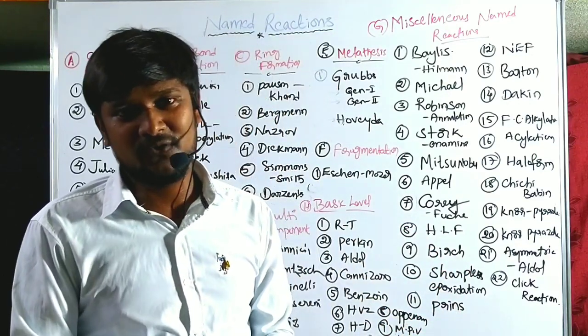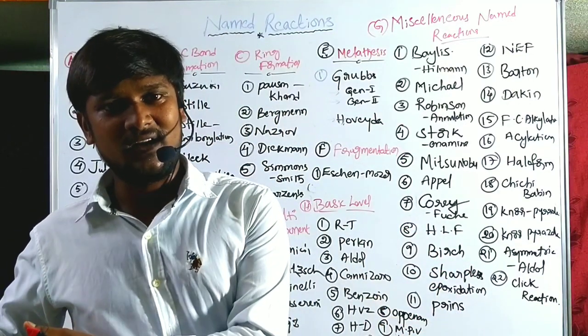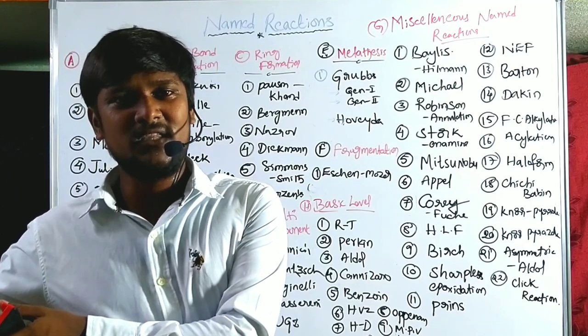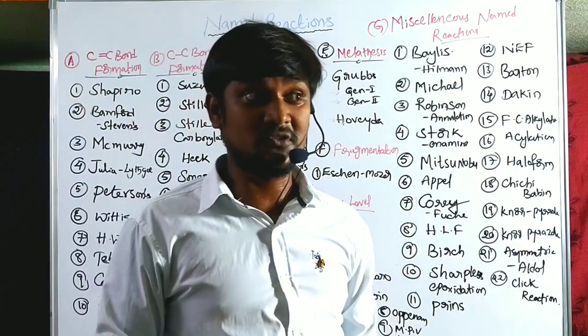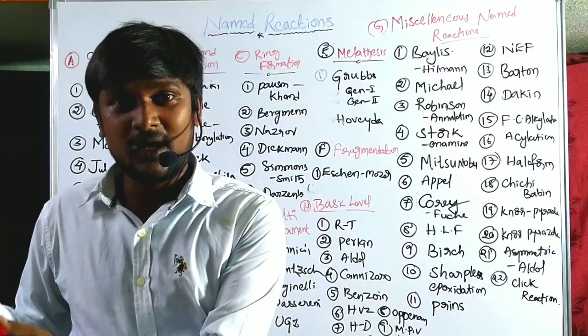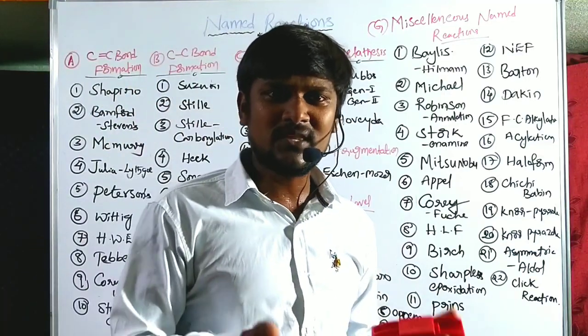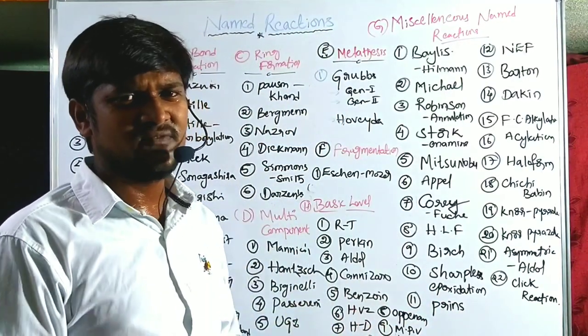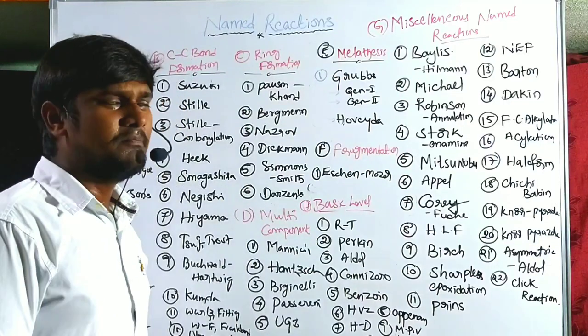For example, take the aldol condensation. It is a condensation of a carbonyl compound with alpha hydrogen, but they are confused between alpha hydrogen and without alpha hydrogen. That's why I made the named reactions videos in a very particular manner.